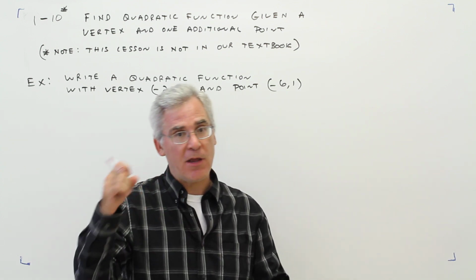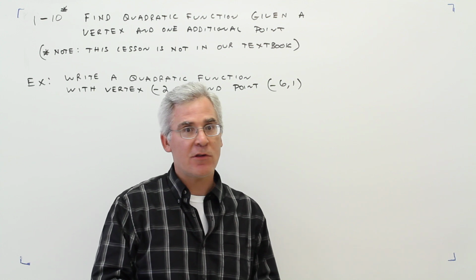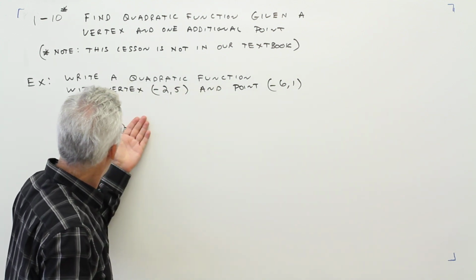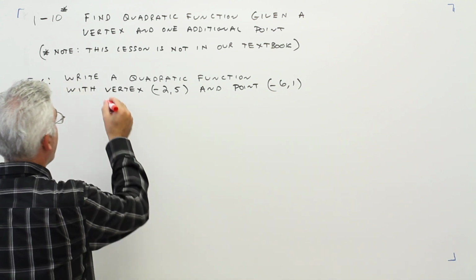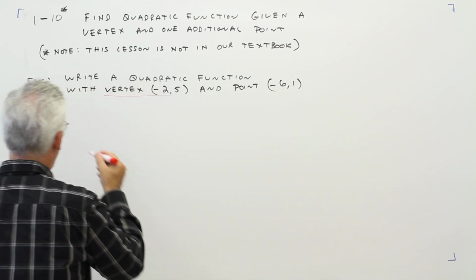Given a function, make a graph. Given a graph, make a function, solve equations. Those are all the three major components of each unit. All right, so first off, let's recognize that if we have the vertex, let's write the function in vertex form.